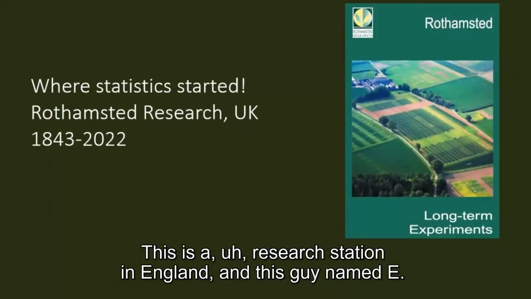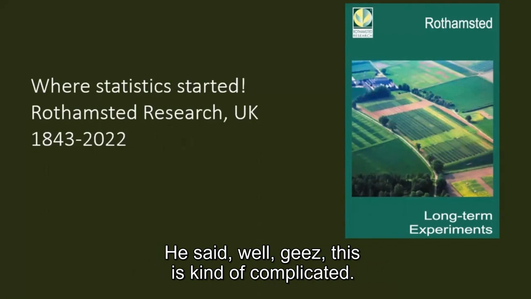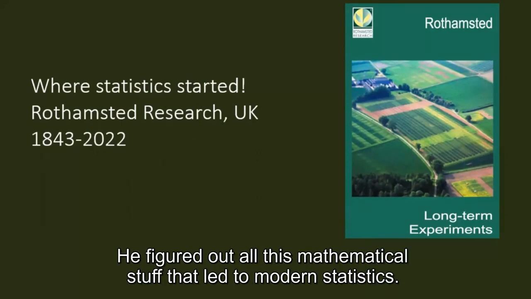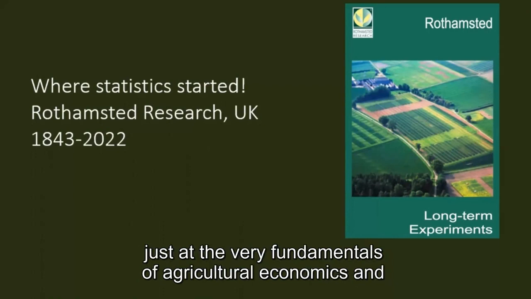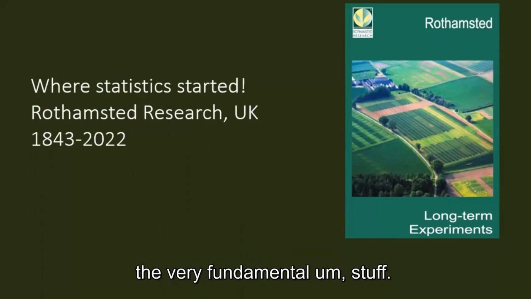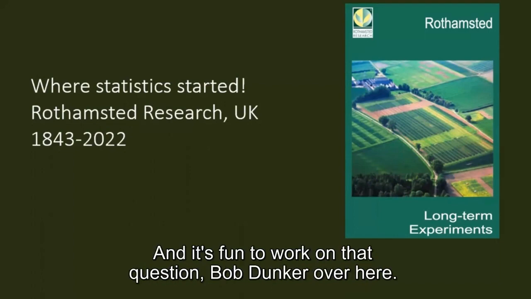Modern statistics. This is a research station in England, and this guy named R. A. Fisher, really smart guy, got a job working with this data, and he said, well, geez, this is kind of complicated. He figured out all this mathematical stuff that led to modern statistics. So one thing I really enjoy about this research is, it's at the very fundamentals of agricultural economics and the very fundamental stage of statistics. This is sort of the question that started the whole thing, and it's fun to work on that question.